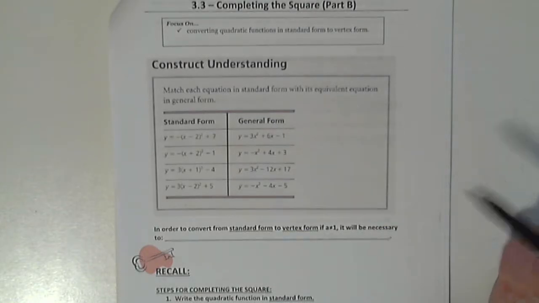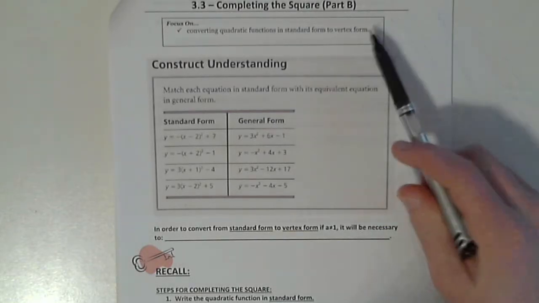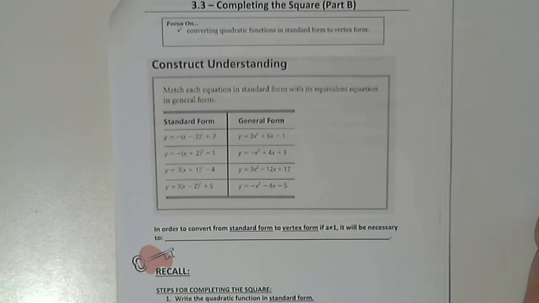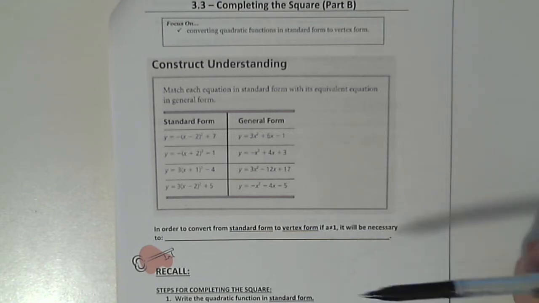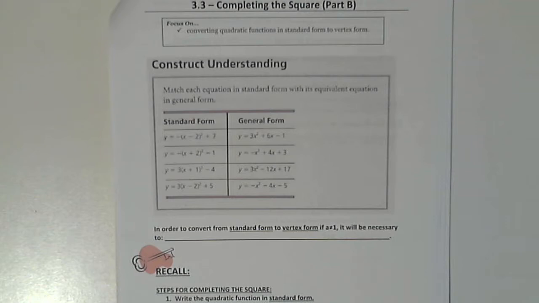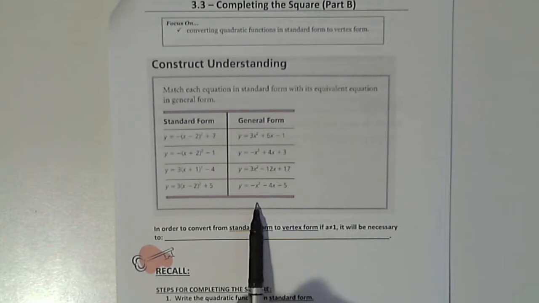Okay, lesson 3.3, completing the square, part B. This is going to be very much like the last one, except we get into some of the more fun stuff. We get into the cases where the a value is not 1. So almost all the same steps, we're just adding a step or two at the beginning that we didn't have to do before. Before we get started, you should try and figure out which one matches with which one.